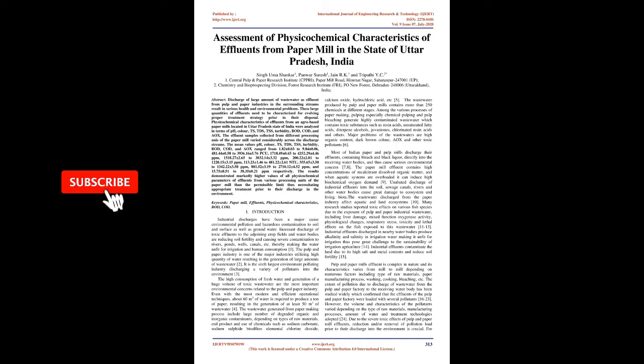Assessment of physicochemical characteristics of effluents from paper mill in the state of Uttar Pradesh, India. Abstract. Discharge of large amount of wastewater as effluent from pulp and paper industries in the surrounding streams result in serious health and environmental problems. These large quantities of effluents need to be characterized for evolving proper treatment strategy prior to their disposal.